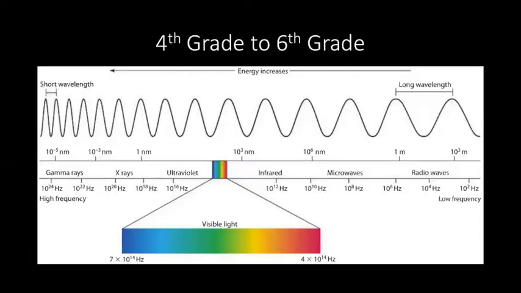Students within this age range should be familiar with the concept of ROY G. BIV. Within the electromagnetic spectrum, there is a section in the middle of the spectrum referred to as visible light. This is the region where we can see colors that range from red to violet. This is also referred to as ROY G. BIV. The red end of the spectrum has a lower energy, lower frequency, and a longer wavelength. The violet end of the spectrum has a higher frequency, higher energy, and a shorter wavelength.